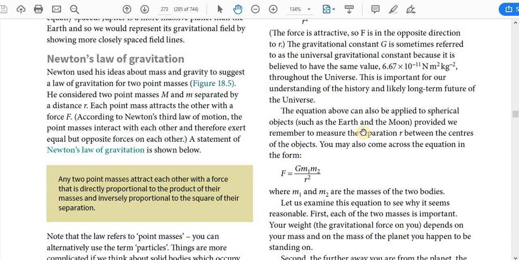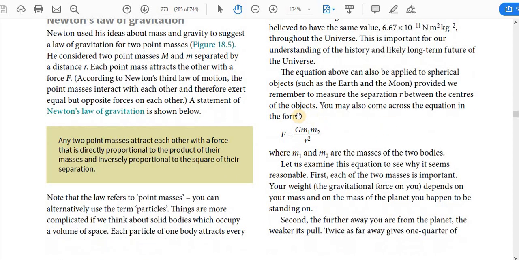So we can apply it to the Earth and the Moon. This is the equation. So you should know this, you should be able to use this. Memorize the definition with understanding, remember the keywords: two point masses, directly proportional to the product of their masses, inversely proportional to the square of their separation.